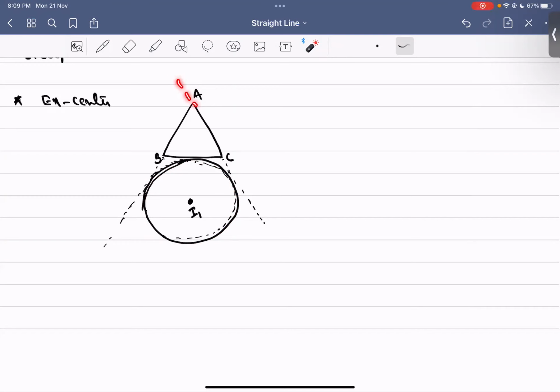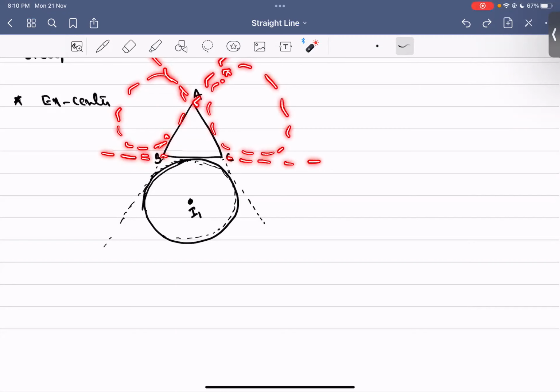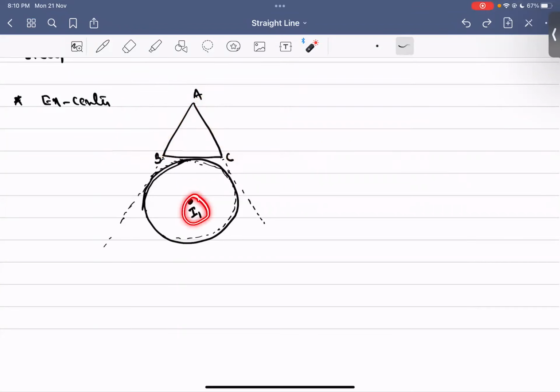Similarly, if you extend these two sides, you will have one more excircle over here, and similarly here one more circle. Therefore, how many excircles are possible? 3 excircles. This is I2 and this one is I3. That's why this is excenter I1. Now the radius of this excircle is R1, the exradius.